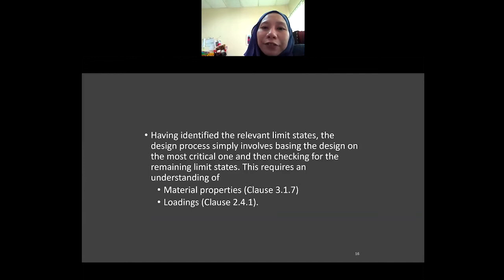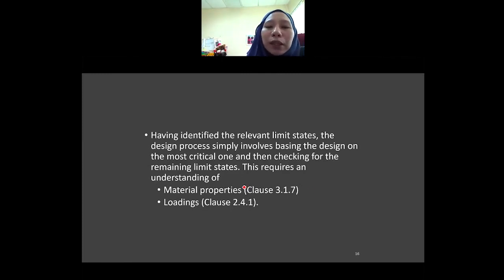So having identified the relevant limit state, the design process simply involves basing the design on the most critical one and then checking for the remaining limit states, which requires an understanding of material properties and also loading.